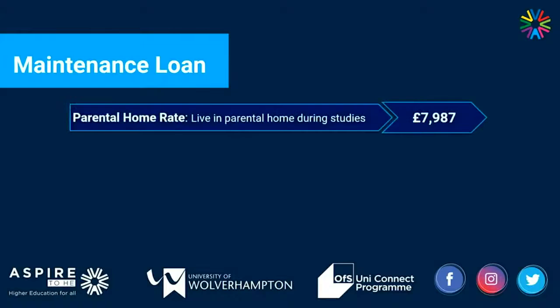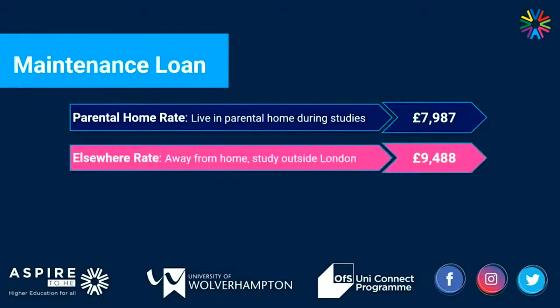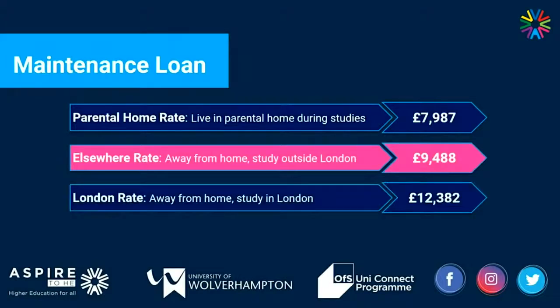If you decide to stay in your parental home during your studies, the maximum amount you could receive is £7,987 per year. Just to reiterate, this is dependent on household income, and student finance will determine exact funding allocations during your application. If you decide to live away from home during your studies, but study and live outside London, then the maximum you could receive is £9,488. The London rate for those living away from home and in London for their studies is £12,382.